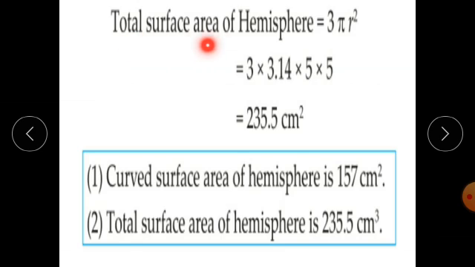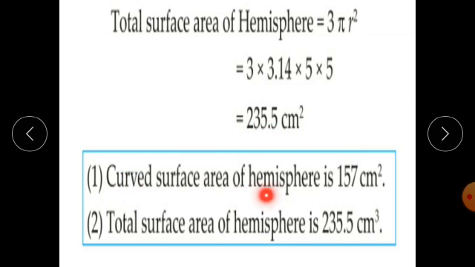And total surface area of hemisphere equal to 3 pi r square. Total surface area of hemisphere equal to 3 pi r square equal to 3 into 3.14, pi is 3.14, into radius is 5. So 5 square means 5 into 5. So equal to 235.5 centimeter square. So total surface area of hemisphere equal to 235.5 centimeter square.